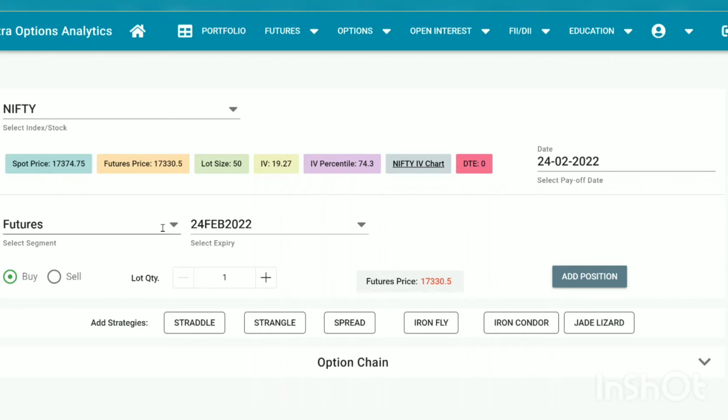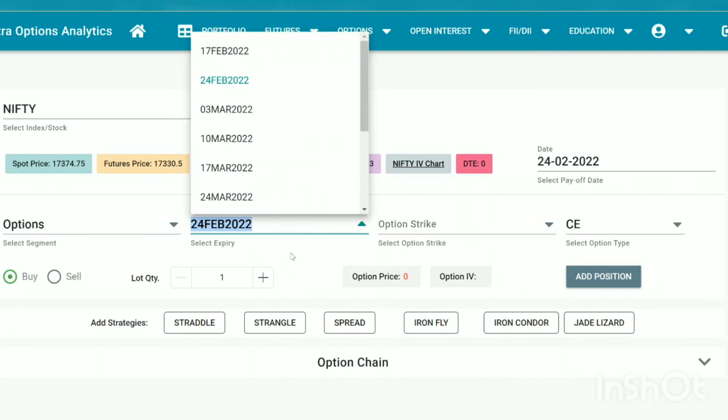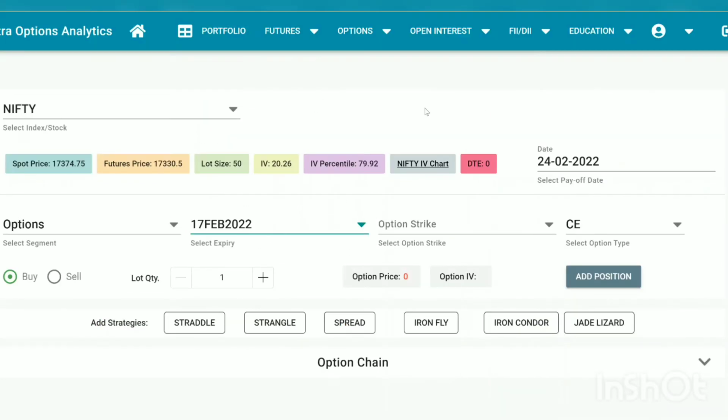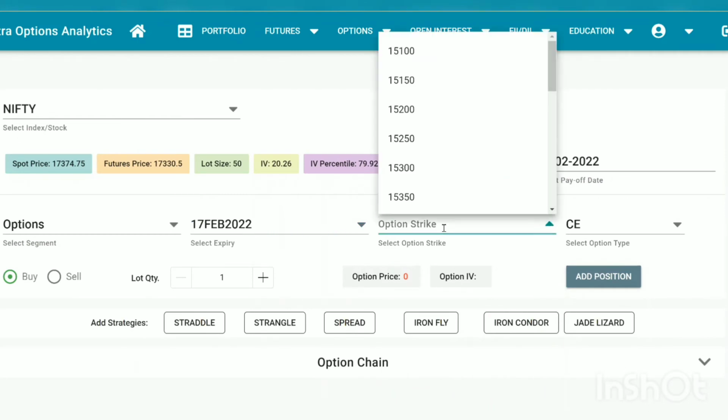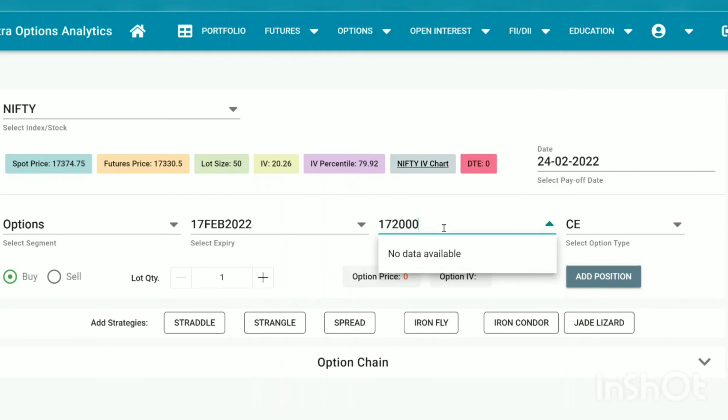So for that, how will I create a strategy? I will select options over here. I will select the expiry I want. Let's say I create it for weekly. Okay, so I have selected this, and I will select the strike price. What is the current level? 17,350, right? So what I will do, I will add the 17,200 call over here. I will sell it. I will select buy or sell, I will sell one call, and I select the price of 231. I will add the position over here.